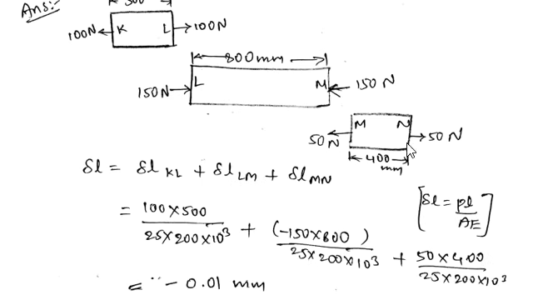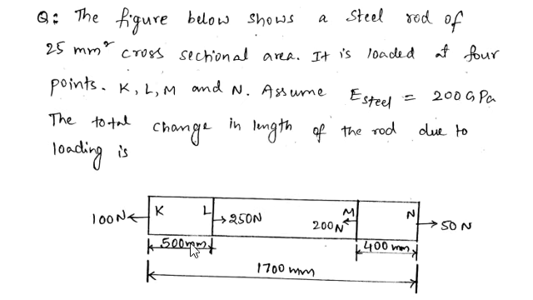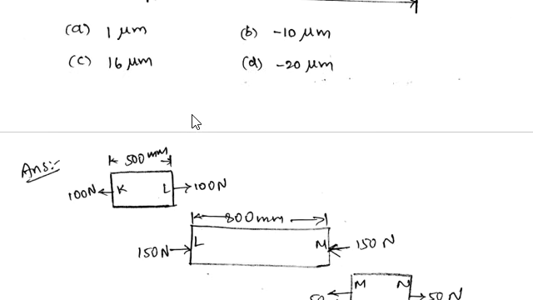So delta L you can write from the simple formula for a body acted upon by load P, area A, length L, and modulus of elasticity E. So delta L is PL by AE. Using this simple formula, we are writing for the individual segments. So delta L for KL: the load for KL is 100 kilonewtons, and this is tensile in nature as you can see from the diagram. So 100 into length 500 by area of cross section, which is 25 mm square. Throughout the rod it is 25, so for any segment the area of cross section is 25 mm square.